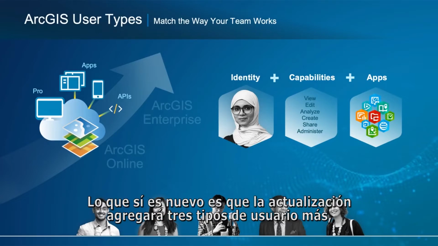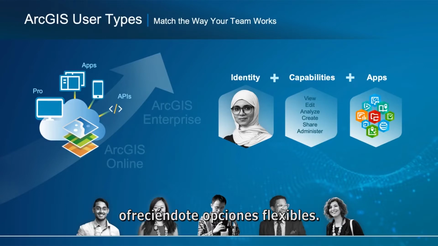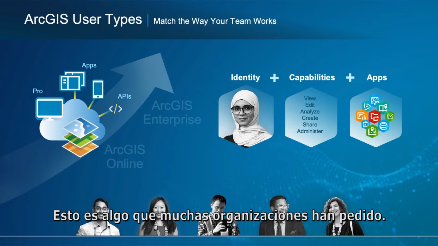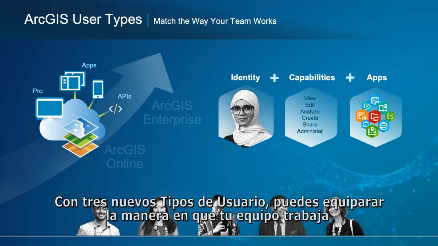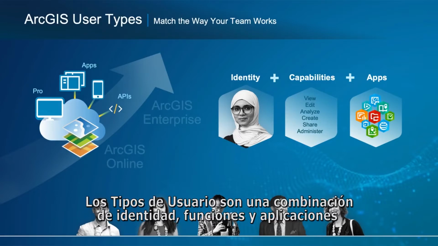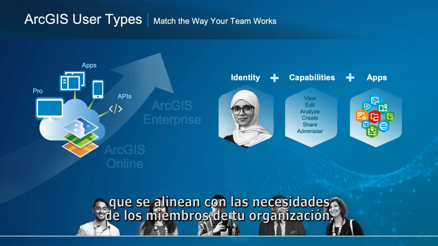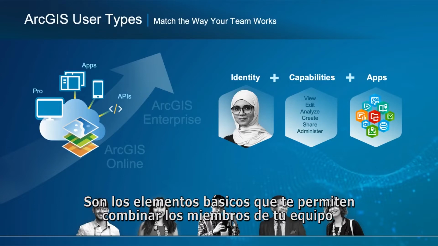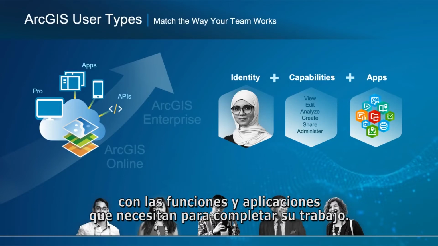What is new is that the update will add 3 more user types, giving you flexible options. This is something many organizations have been asking for. With 3 new user types, you can match the way your team works with the capabilities and applications that they have access to. User types are a combination of identity, capabilities, and apps that align with the needs of the members in your organization. They're the building blocks that allow you to match team members with the capabilities and apps they need to complete their work.